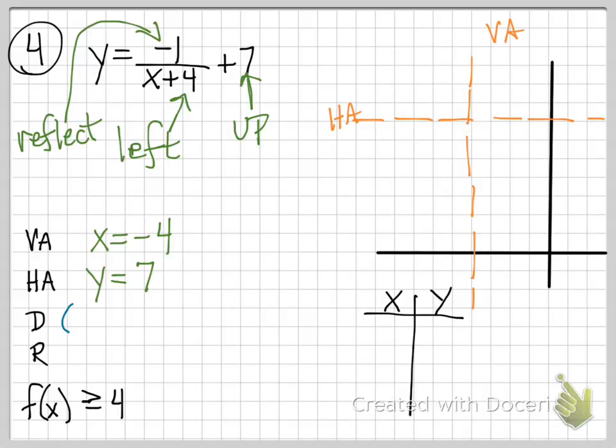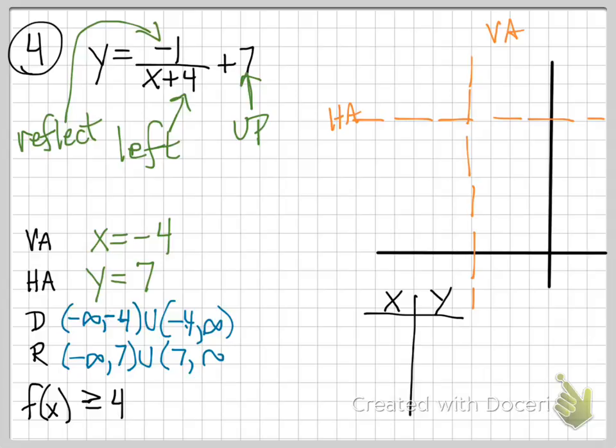So my domain goes all the way up to what? The vertical asymptote, which is at negative 4. Goes around the negative 4 and continues to infinity. My range goes from negative infinity up to the horizontal asymptote, which is at 7. Goes around the 7 and comes on the other side to positive infinity.